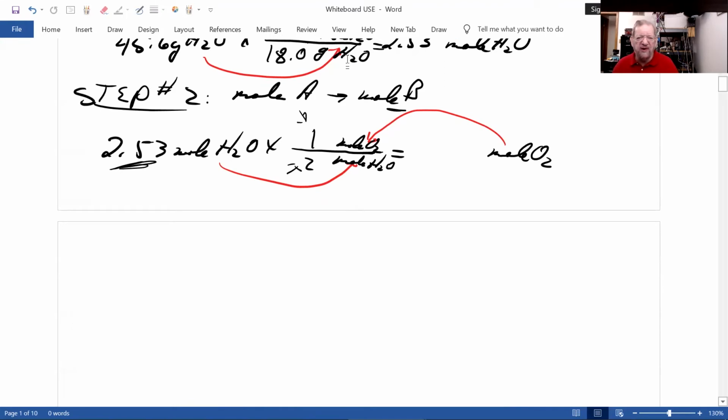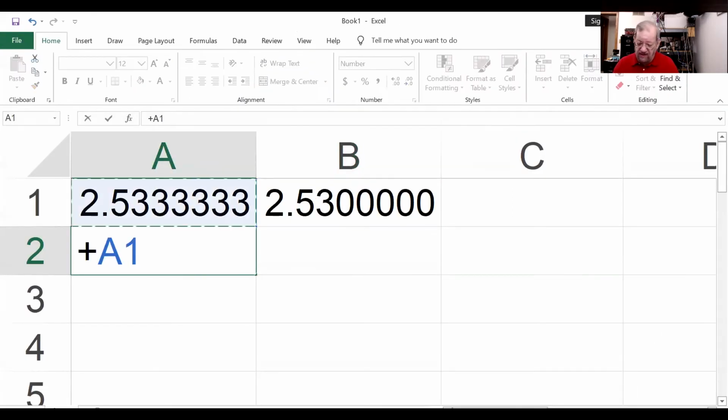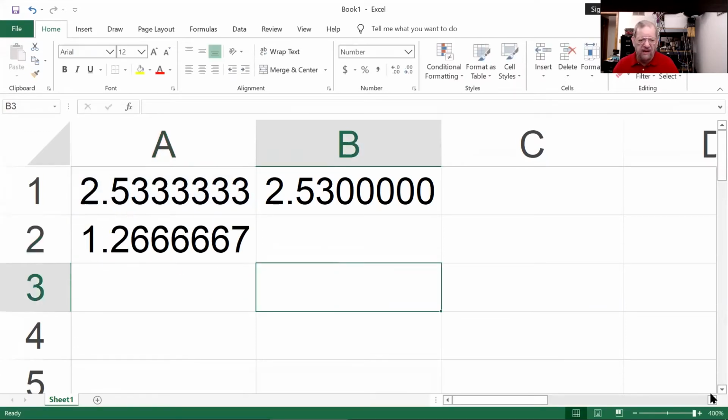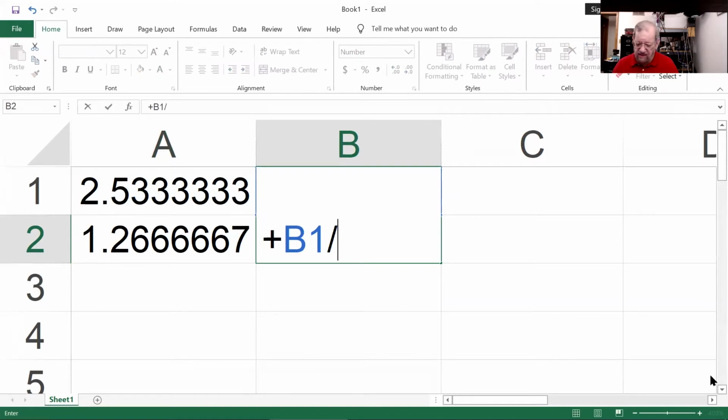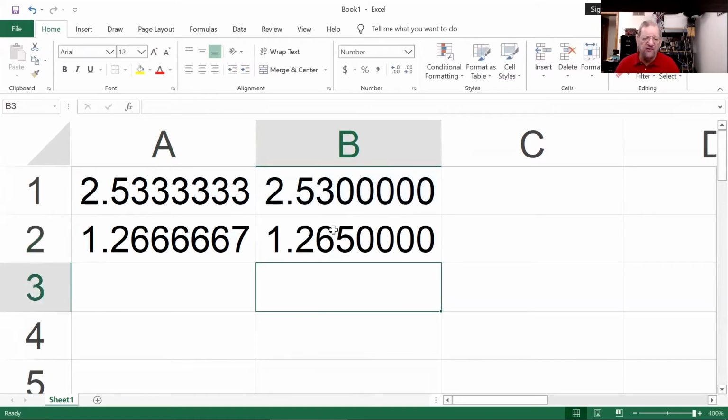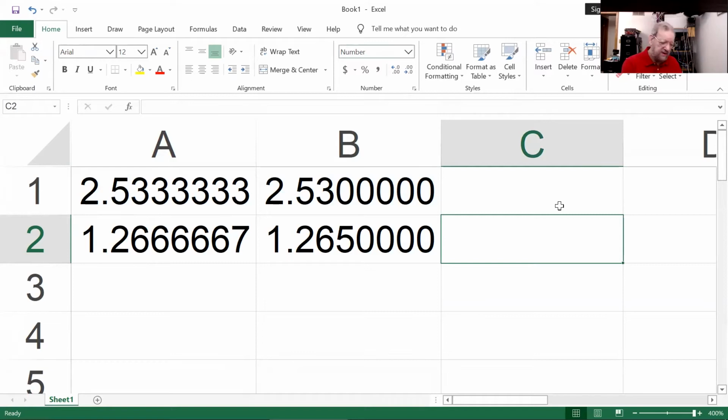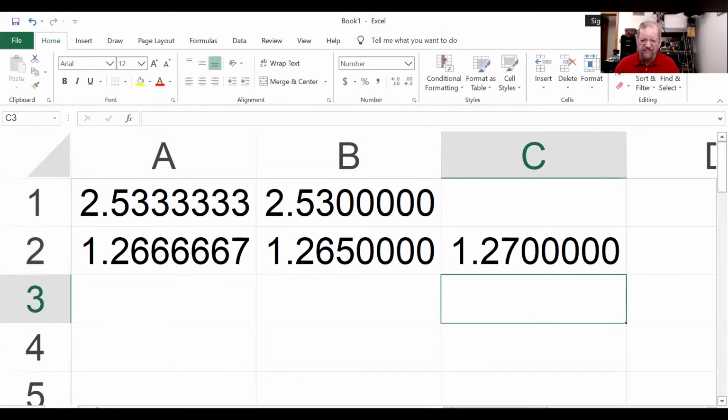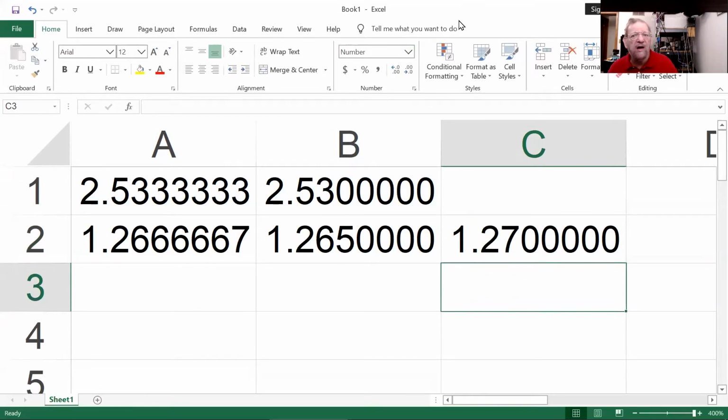So now it's time for me to go to my spreadsheet. And in column A, I'll wait till the very end. In column B, this number, I'm gonna round off to 3 significant figures. I'll let you try it first. Time's up, that should be 1.27. Oops, wrong thing.